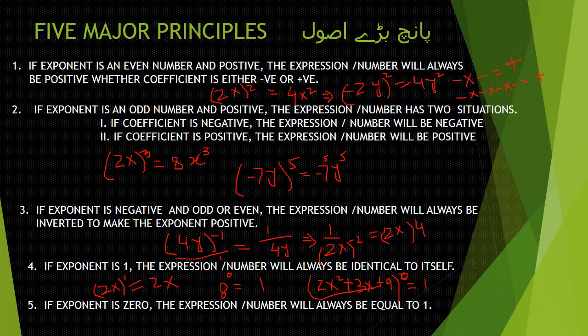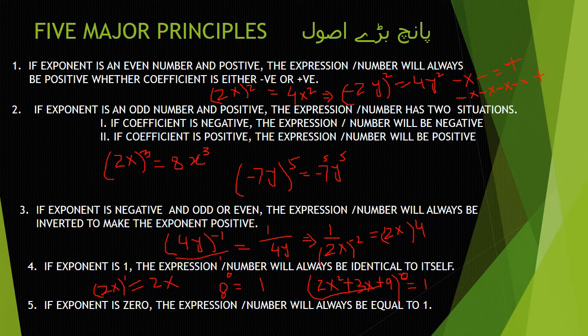And the last rule is, if the exponent is 0, the expression will always be equal to 1. If there is a big expression, like 2x square plus 3x plus 9, whole raised to the power 0, it will be equal to 1.